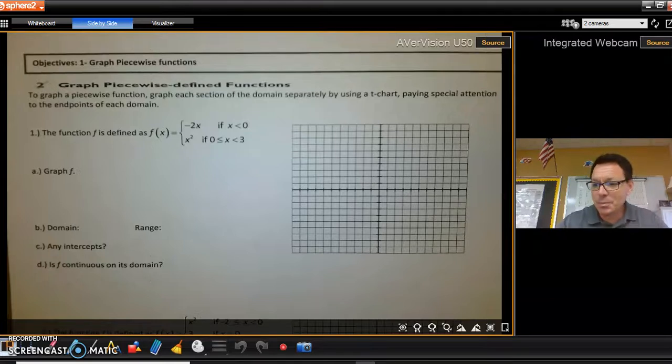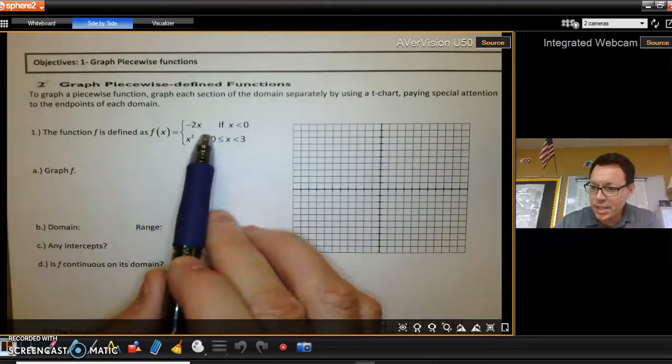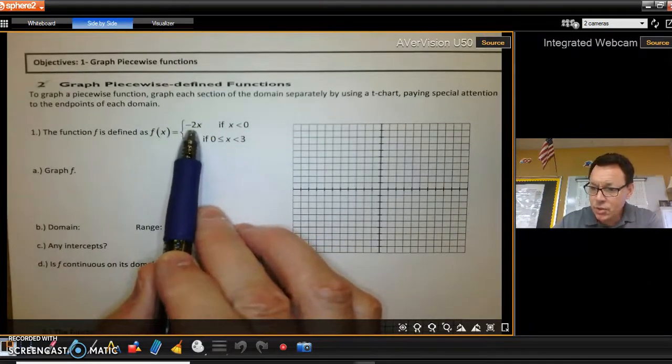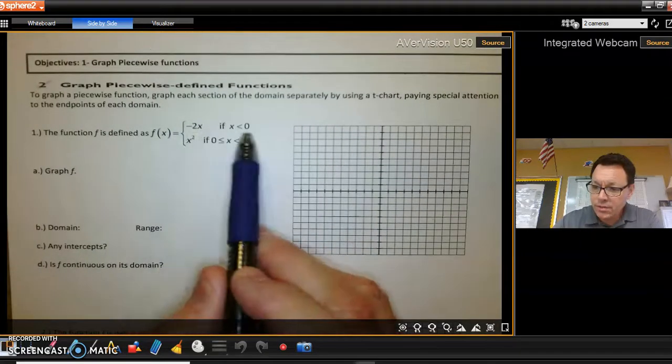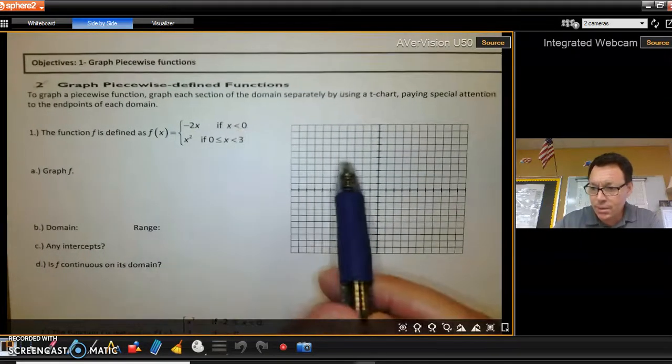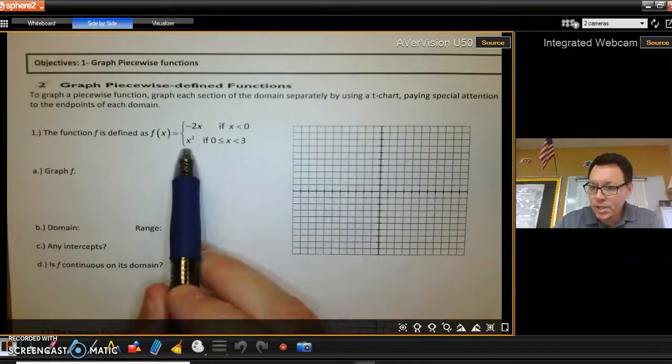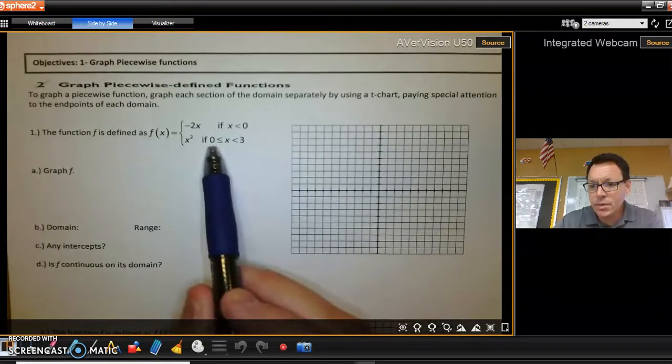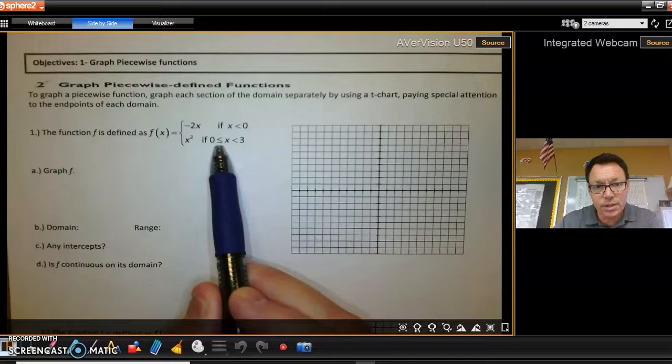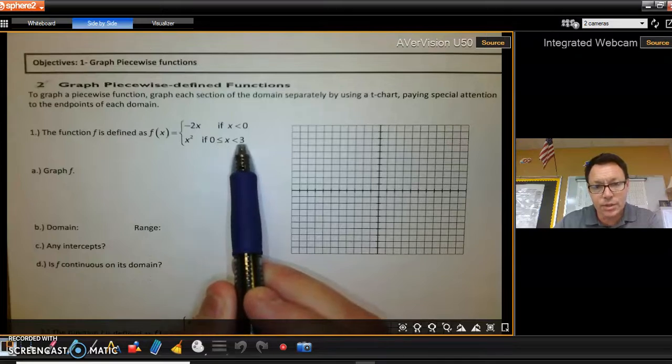So take a look up here. One function is negative 2 times x. We use that function if x is less than 0. And then the other function is x squared, and we use that for values between 0 and 3, including the 0, but not including the 3.